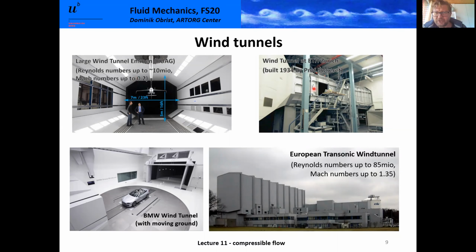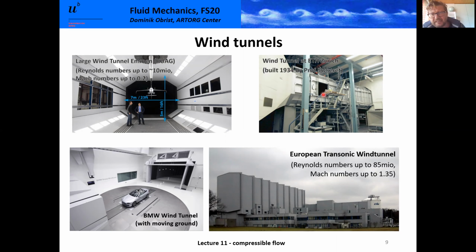On the top right, you see the wind tunnel we would actually be standing next to or sitting next to if we made this excursion to ETH today. This is the old historic wind tunnel at ETH in the machine lab. It was built in 1934 by Professor Ackeret, who was the founder of the Institute of Fluid Dynamics, or Institute of Aerodynamics at that point. At that time, this was definitely one of the very, very sophisticated wind tunnels.